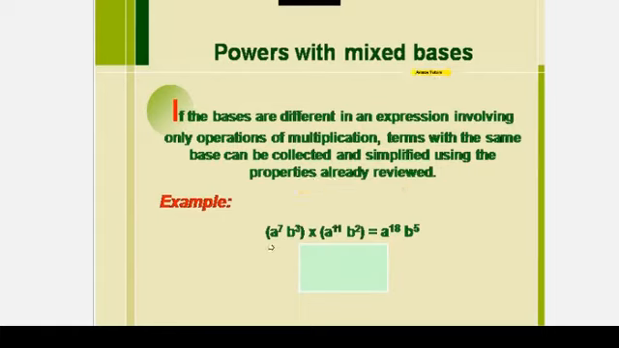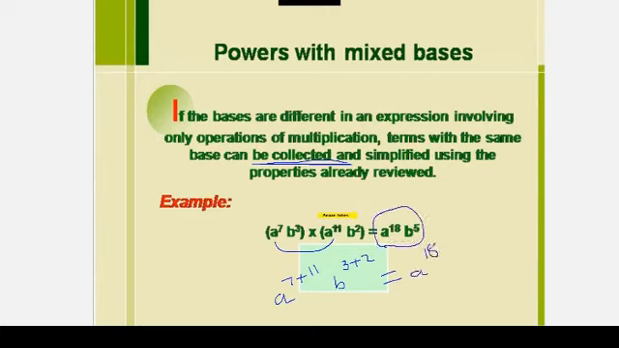Mixed bases: a to the 7, b to the 3, a to the 11, b to the 2. What can be done? Collect the like terms. So I'm collecting the a terms together as it is a product, adding the exponents. Collecting the b terms as it is a product, adding the exponents. That is how I got a to the 18 and b to the 5 by adding.